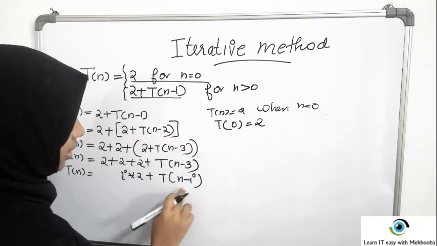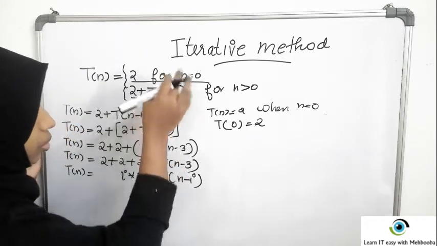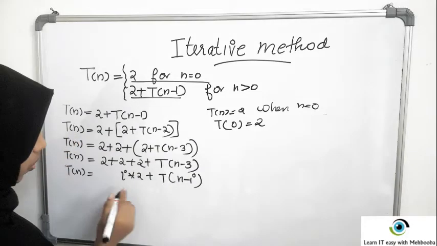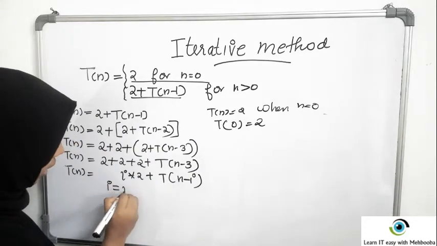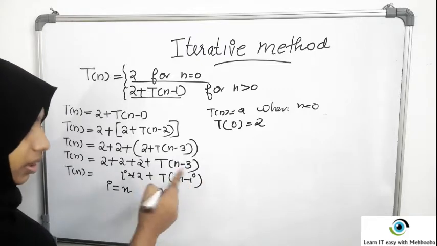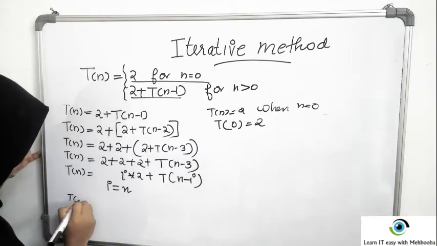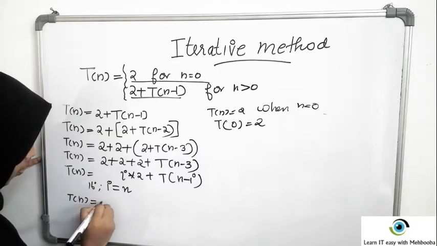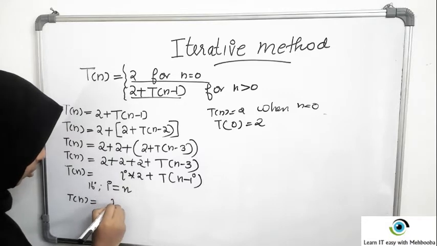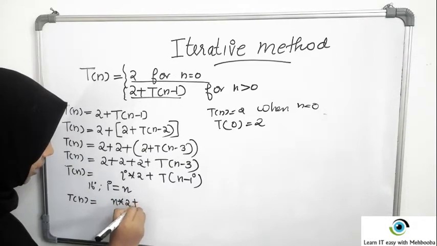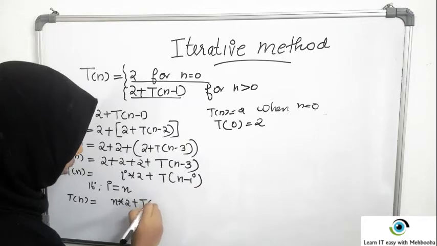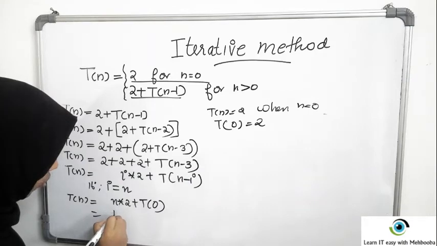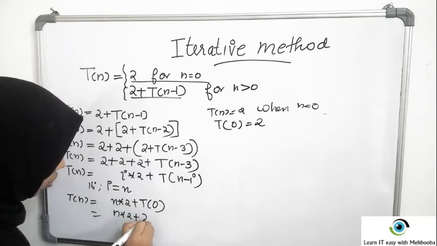So we want to convert this term into t of 0 because it's already given here. If this term needs to be t of 0, you want i to be n itself. So this is n minus n, 0. In that case, if i is equal to n, we will get t of n is equal to n into 2 plus t of n minus i, that is t of 0. Now t of 0 is 2. So n into 2 plus 2.